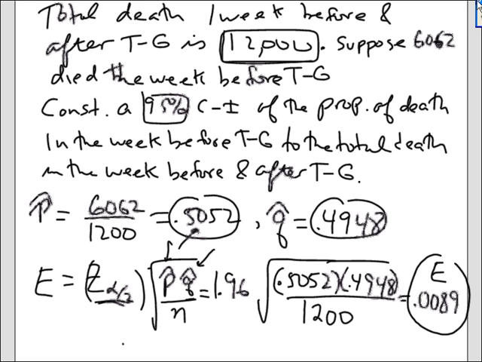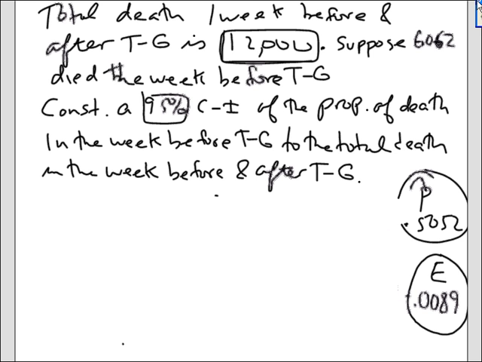This is E, and I'm going to put p hat right here. It's 0.5052. And the rest I need to get rid of. Remember, my confidence interval is going to be p hat minus E is less than p, which is less than p hat plus E.